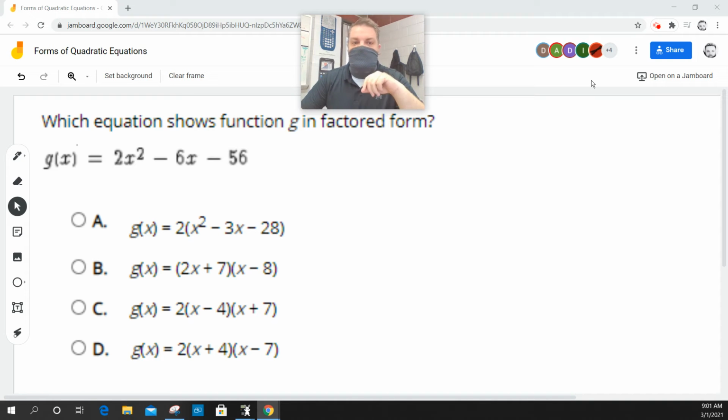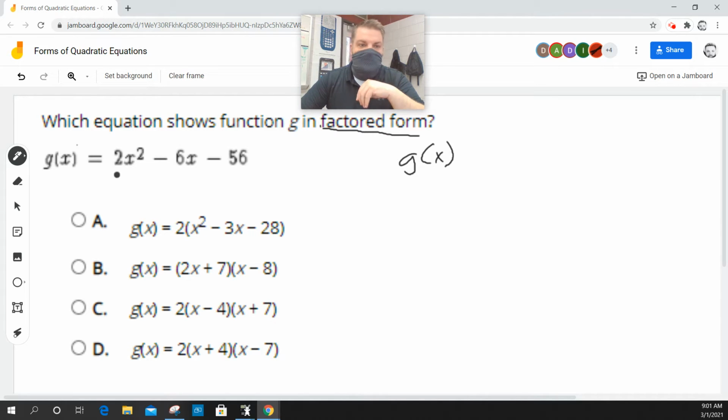All right, so this one says, which equation shows the function g in factored form? So the nice thing about it saying factored form is that we know we have to factor it. So what I'm going to have to do is factor g of x. Right off the bat, I noticed that 2 and 6 and 56 are even numbers. That means they're all divisible by 2.